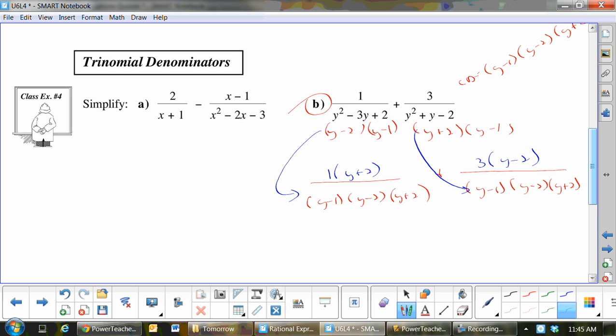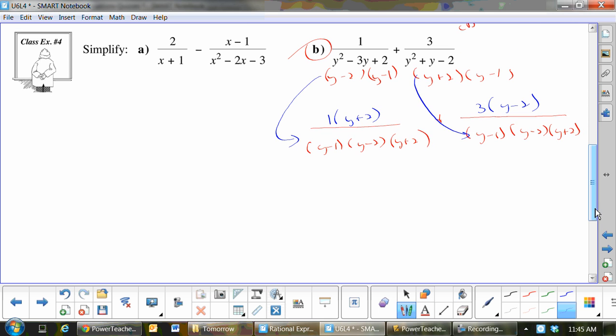y minus 2. See, I just want to show you something really quick. What happens if now just look at this fraction alone, just that one. If I cancel this with this, what am I left with? My original. To show you that I haven't really changed the fraction, have I? I've just made it now so it's common, okay?